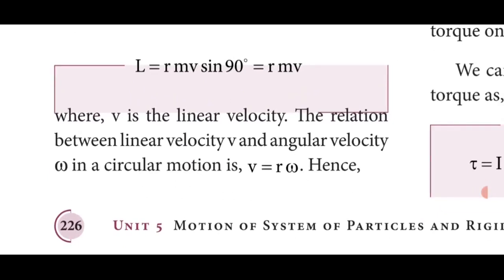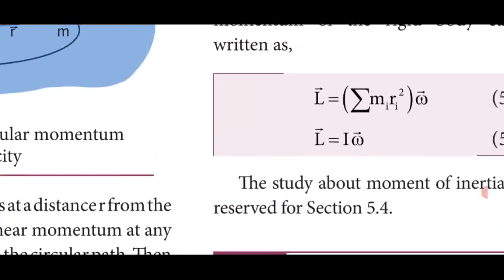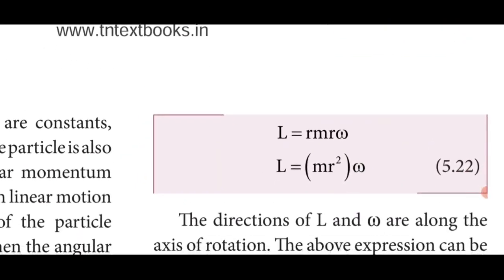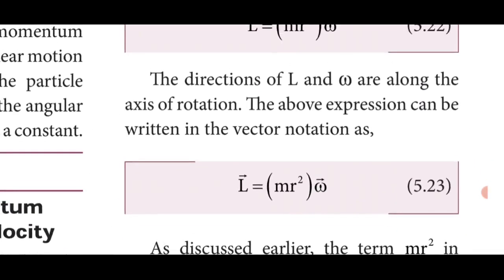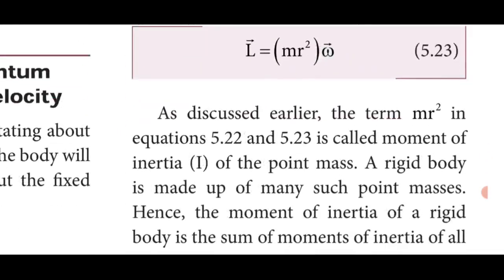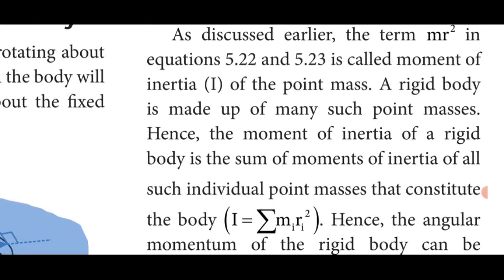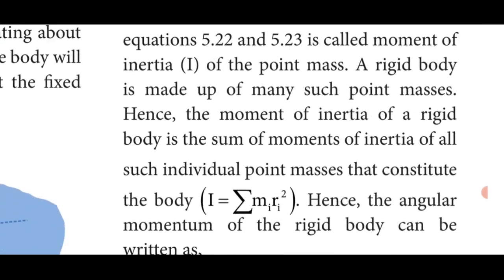The relation between the linear velocity v and angular velocity omega is given as v equal to r omega. So L is equal to r m r omega, that is L equal to m r squared omega. The direction of L and omega are both along the axis of rotation. In vector form, L equal to m r squared omega. The term m r squared in both equations 5.22 and 5.23 is the moment of inertia of the point mass.